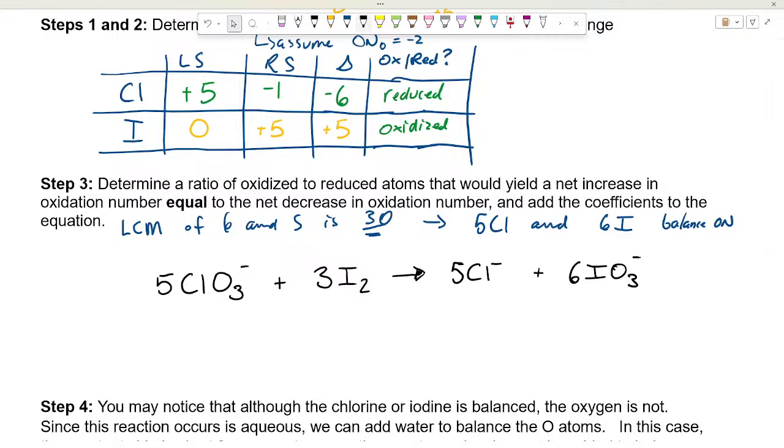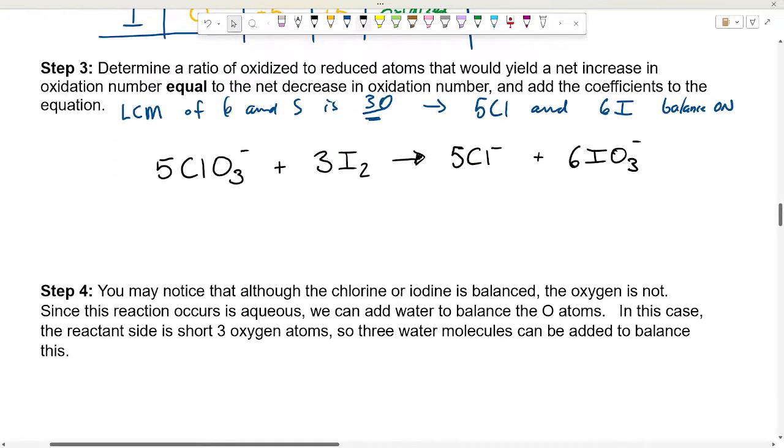Now, note, chlorine is balanced. Iodine is balanced. What is not balanced? Oxygen's not balanced. Does that mean that this reaction is impossible? No, because what is this reaction happening in? Water. Everything is aqueous, which means what must be involved in this reaction? Hydrogen and oxygen, because water.